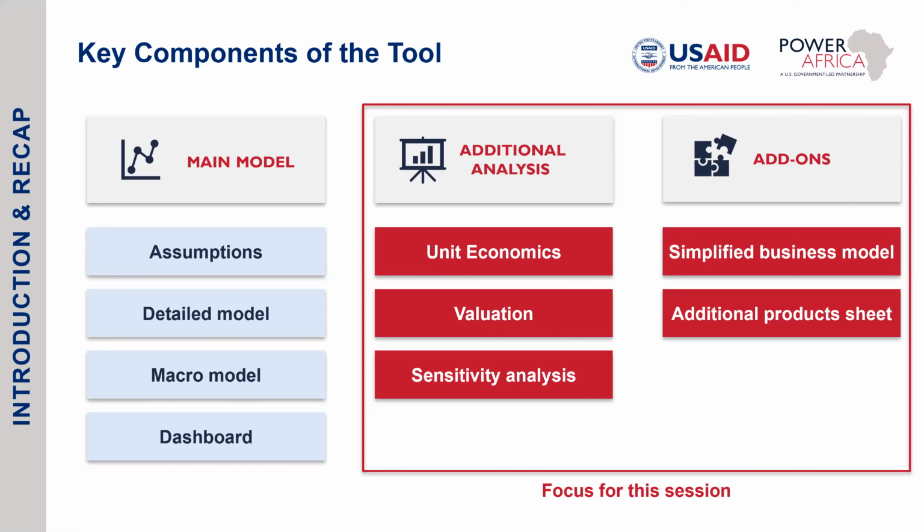Next, look at what we're covering today. The main model on the left is what we covered in that first webinar, and what I've just recapped. What we're going to cover in this webinar is what we call additional analysis, which investors tend to be very focused on, to quickly understand whether your business can be sustainable and what kind of investment might be needed. In addition, we will present an add-on tool that gives a simplified view of the business, making it much easier to communicate around the business, and also some additional product sheets.